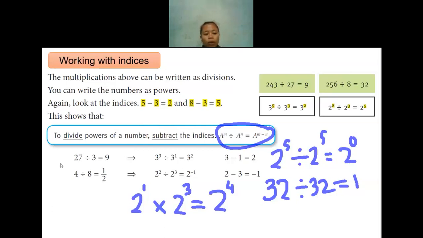Is it clear enough, or is there anyone having any question? This is the example. When I do 2 to the power of 5 divided by 2 to the power of 5, the result is 2 to the power of 0. And when I change 2 to the power of 5 into a number, it is 32. 32 divided by 32, the answer is 1, not 0. So please keep it in your mind, everything to the power of 0 is 1, not 0. If 2 times 0, yes, it will be 0. But 2 to the power of 0 is 1. 5 to the power of 0 is 1.